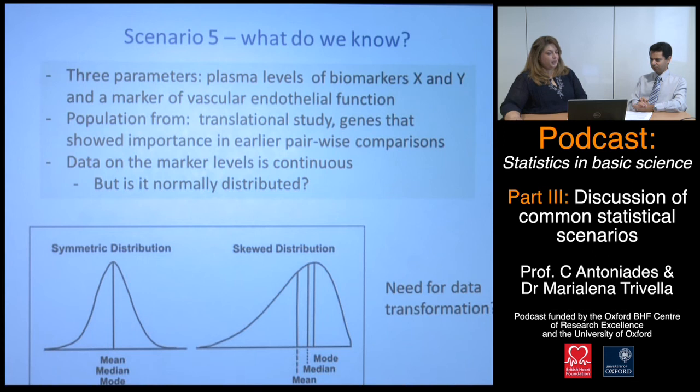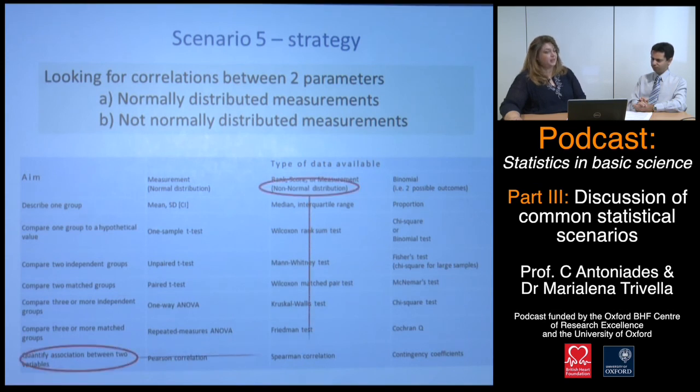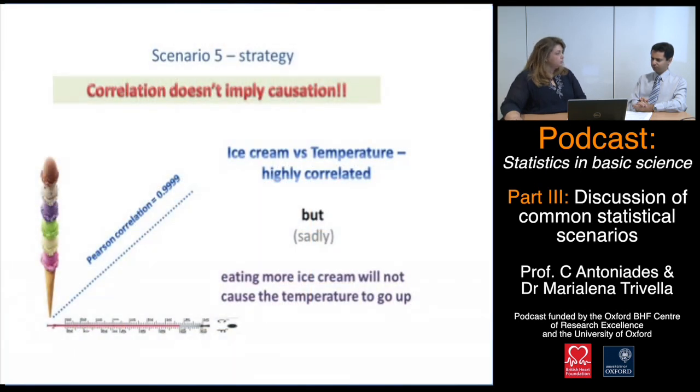In terms of looking at the correlations, if we have normally distributed data, and we go back to our table that helps us decide these tests, we will see that we can look at a Pearson correlation. If we have non-normally distributed data, we look under the non-parametric tests, and we will see that Spearman is the most appropriate test. What I'd like to emphasize here, though, is that correlation does not imply causation.